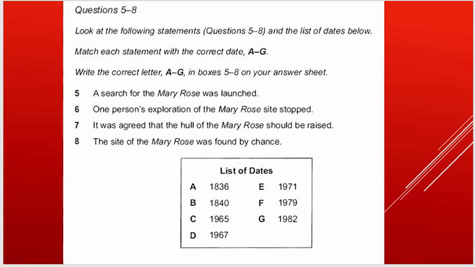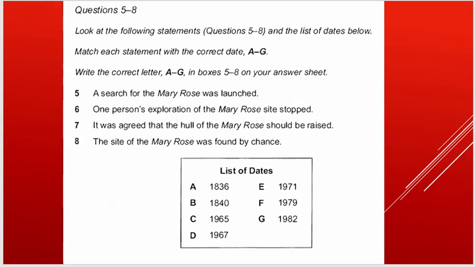So I want you to phrase the question, guys. I want you to divide the question and make sure you understand the question properly. So what is it telling? One person's exploration. So we need to find who that person was who was exploring the Mary Rose site, and in which year this exploration stopped. We need to find the year when it was halted or stopped or ceased. You know, these are the synonyms.